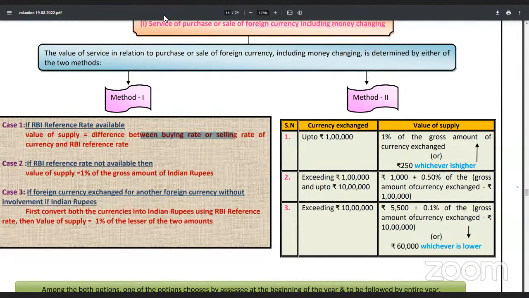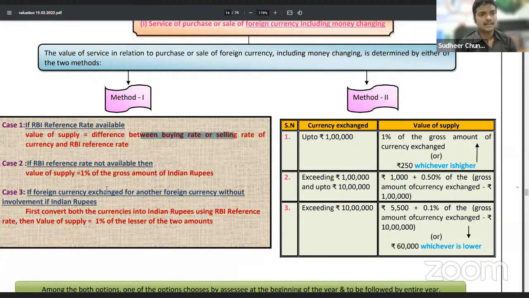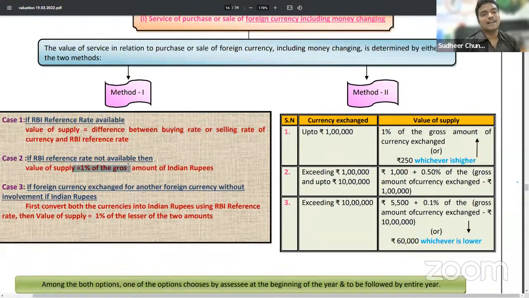Sir, what happens if RBI reference rate is not available? Then 1% of the gross amount they have specified. When RBI reference rate is not available, how much has been specified here? 1% of the value of the supply has been given. Here if you see, sir, when RBI reference rate is available, it is the difference between RBI rate and actual rate. But when RBI reference rate is not available, then 1% of the value of the goods.